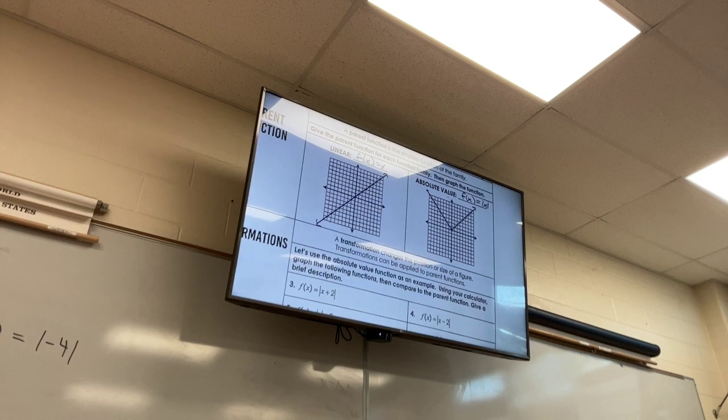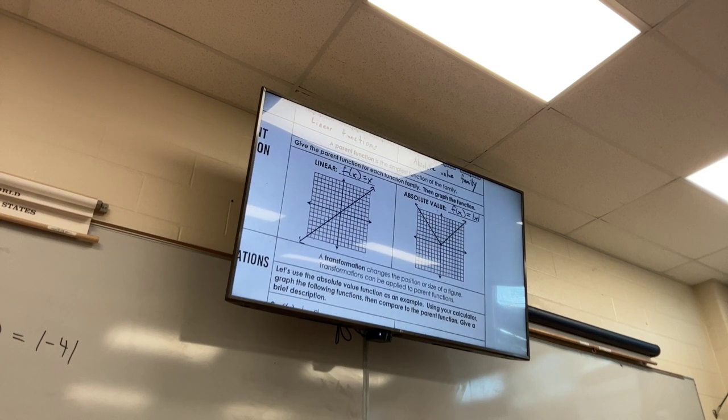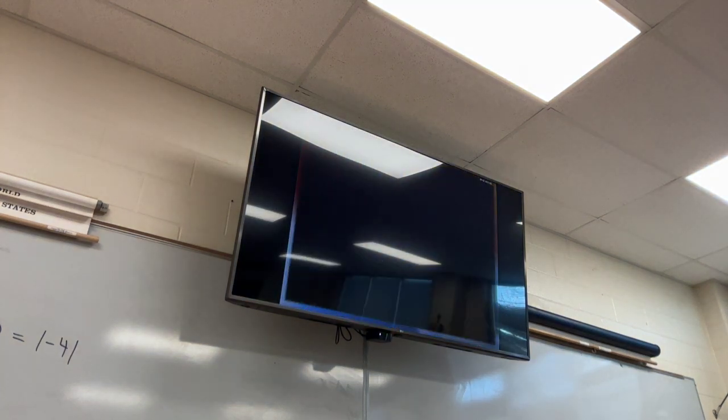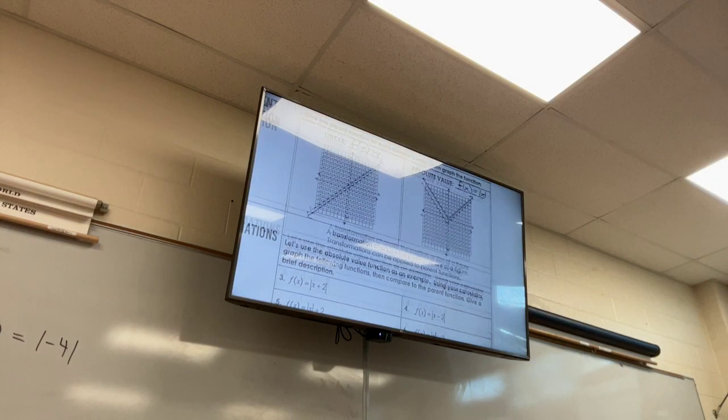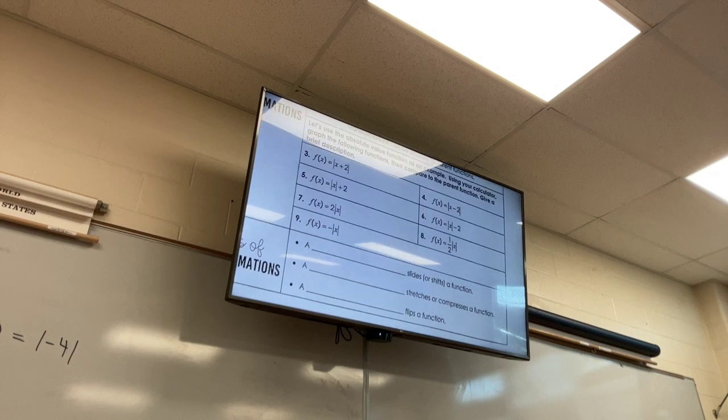Here's how this works. I'm going to graph the parent absolute value function, just y equals absolute value of x, on my graphing calculator. That blue graph right there is the graph of y equals absolute value of x, the parent absolute value function. Now we're going to look at these seven problems here and see what they do.